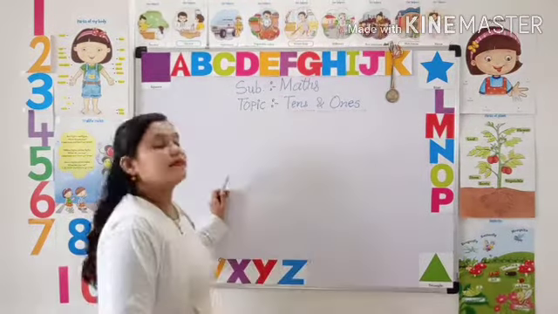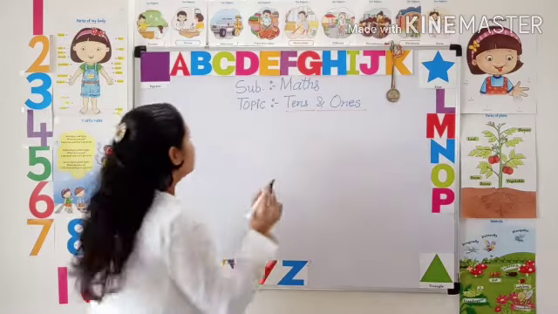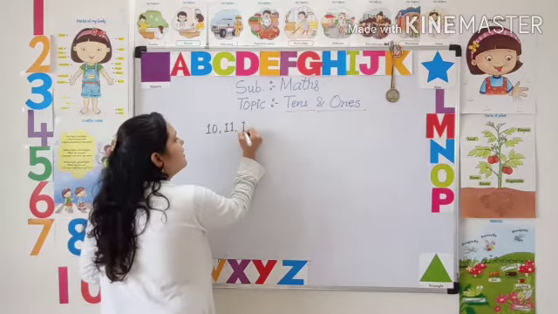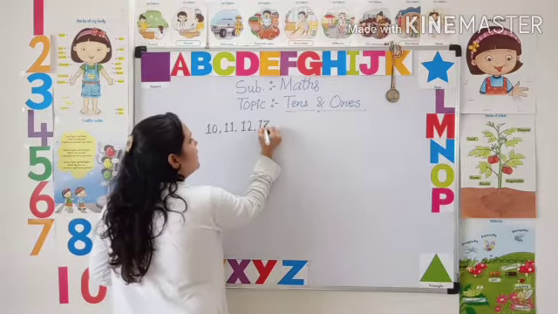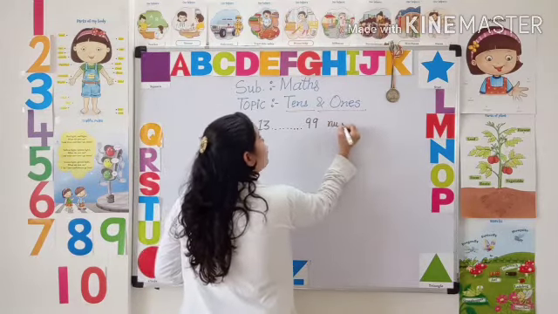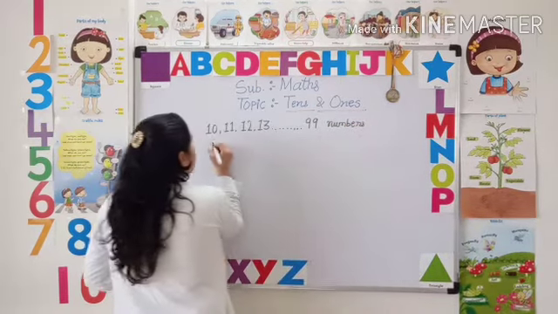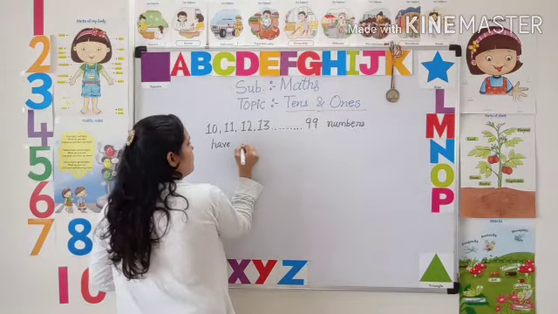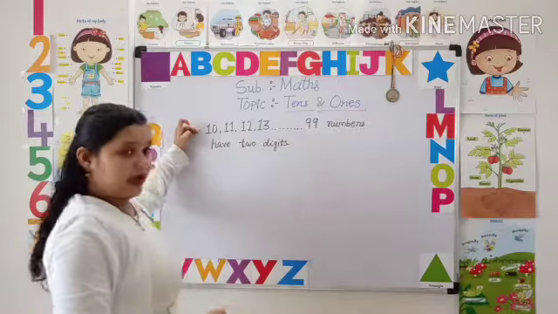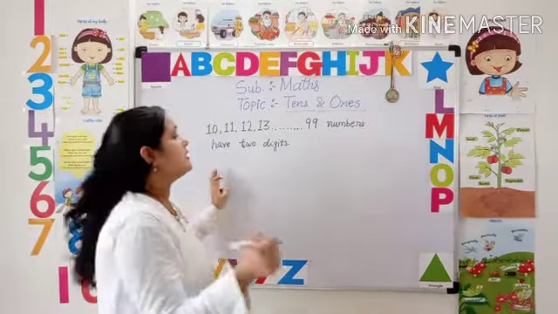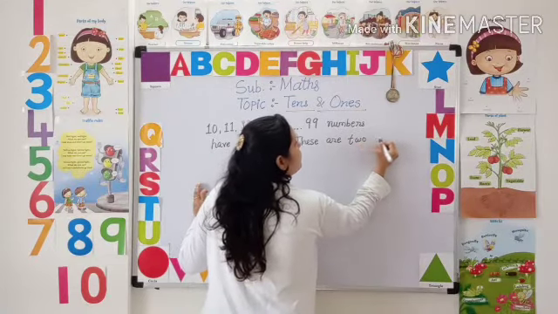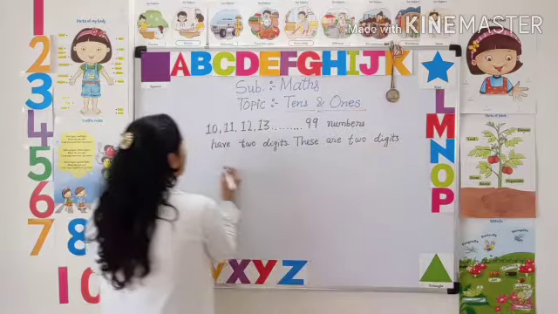Okay. Now next, which number comes after 9? Yes, 10. After that, 11. After that, 12. After that, 13. Numbers 10 to 99 have 2 digits. How many digits? 2 digits. These are two digit numbers.